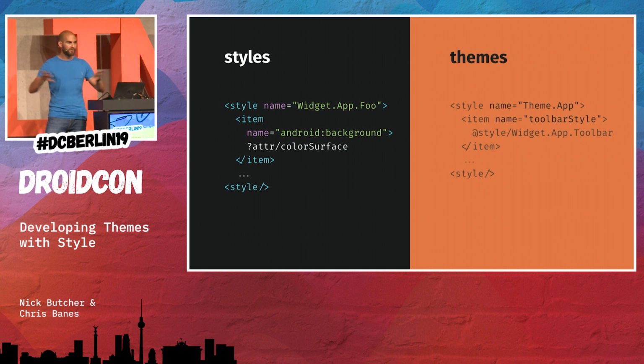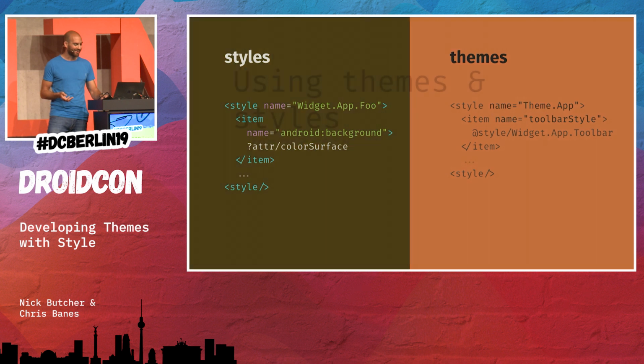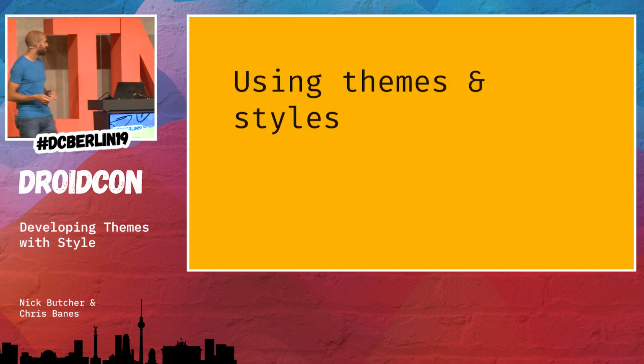So hopefully that's teased out some of the differences between themes and styles. But in reality, they work best when they're used together. So you can and should query theme attributes in your styles, and you should set theme attributes which point to styles as well. Cool. So that was some fundamentals about the difference between themes and styles. Let's see how we actually use them in our apps.